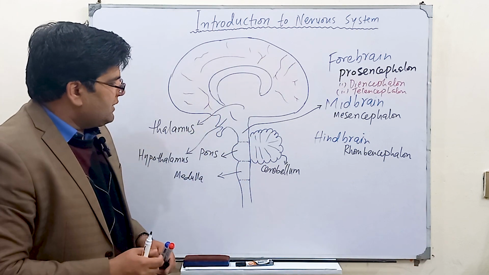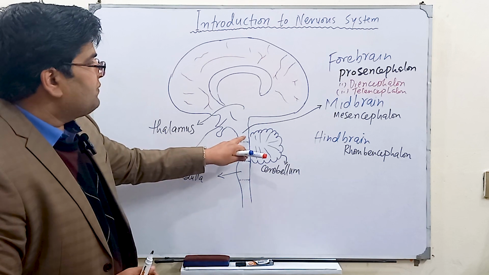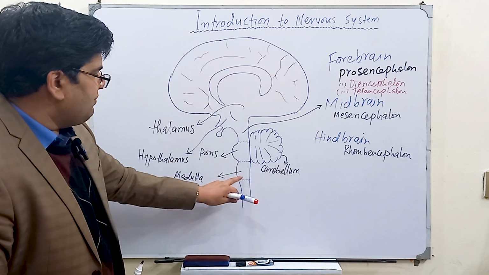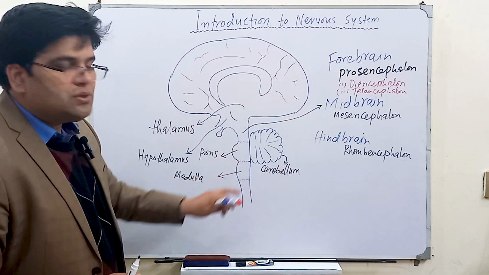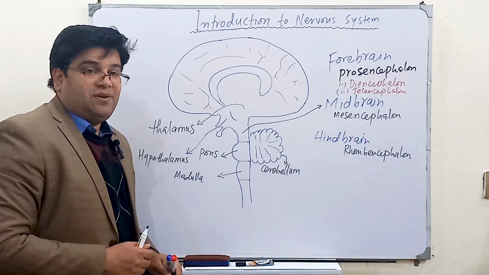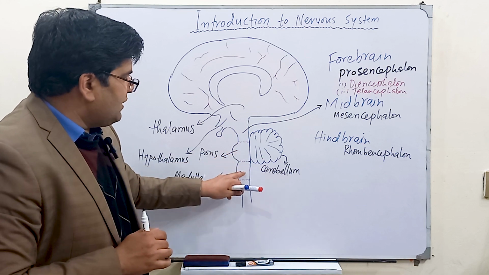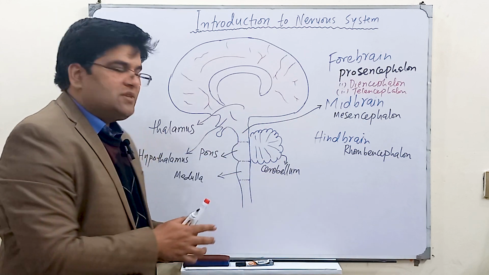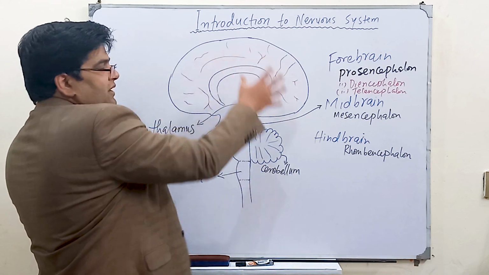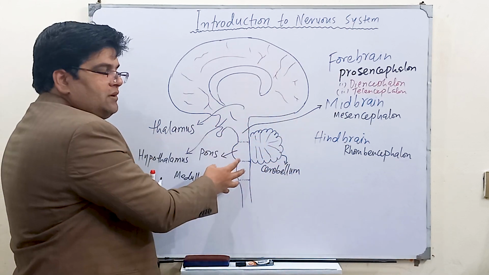Please keep in mind that these three structures, the midbrain, pons, and medulla, collectively are also called the brainstem. They're just like a stem on which our brain is resting. So they're also part of our brain.